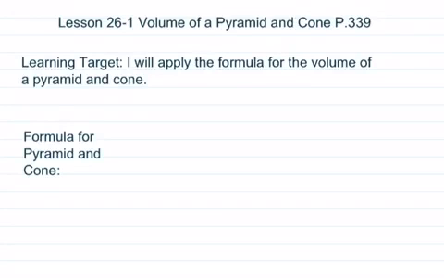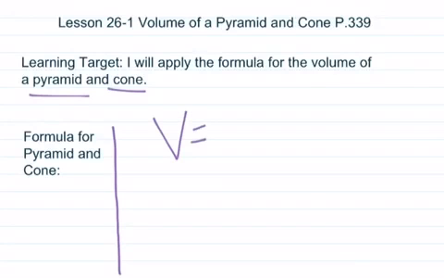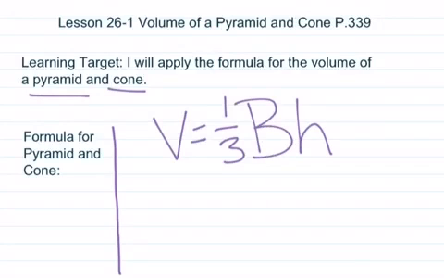All right, our learning target. We are going to apply the formula for the volume of a pyramid and a cone. And we'll be talking about in class again why this is the formula. But actually for pyramids and cones, we're going to use exactly the same formula. So the formula, volume equals 1/3 times the area of the base times the height.